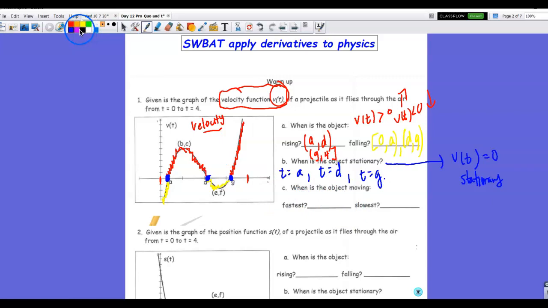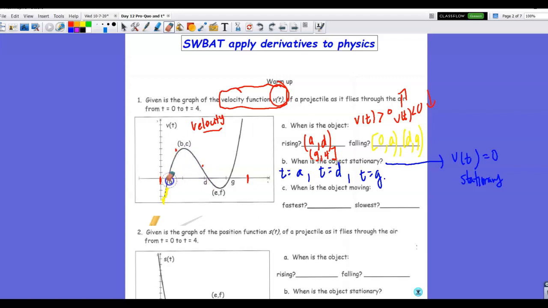Letter C, when is the object moving fastest? Now this one you have to be careful of because this is a velocity graph. What would actually be most helpful is a speed graph. So we could create a speed graph. I'm going to erase what I've already done here once my eraser pops up. So let me clear this graph.